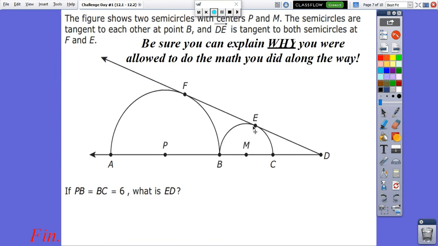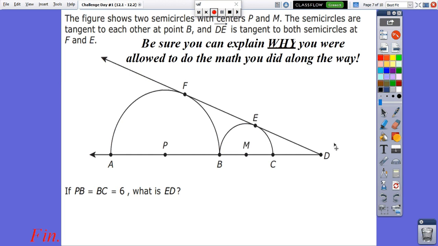And the last problem. The figure shows two semicircles with centers at P and M. The semicircles are tangent to each other at point B, so this semicircle touches this semicircle at exactly one point. They don't cut through each other. And DE is tangent to both semicircles at E and at point F. It's tangent. Again, be sure you can explain why you were allowed to do the math you did along the way.